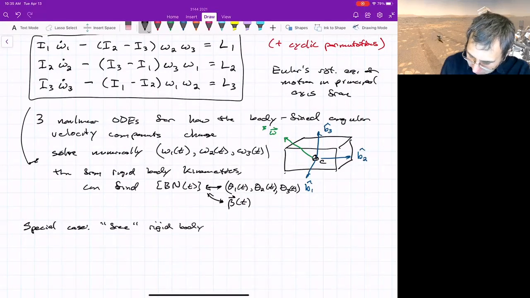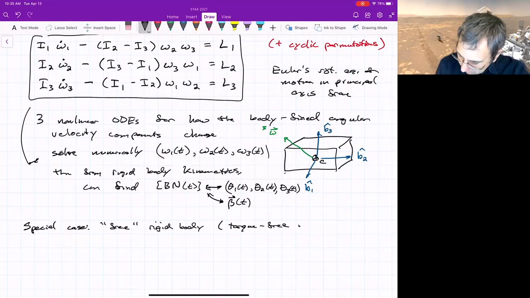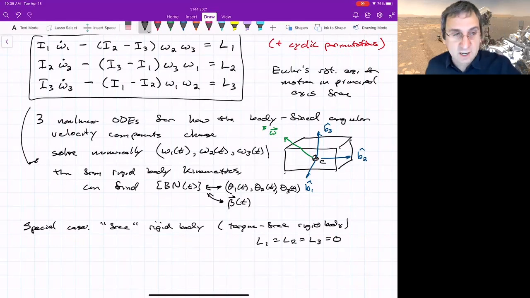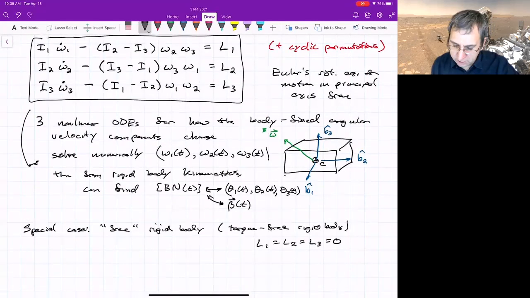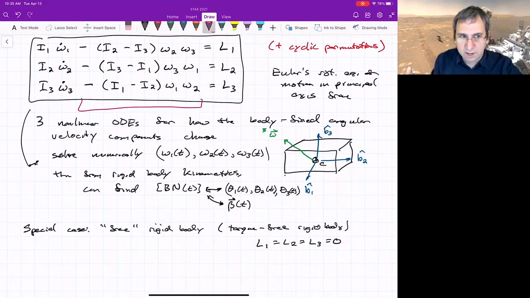It just means it's free of moments, or sometimes we say torque or moment free. It just means that L1, L2, L3 are all equal to 0. So the right-hand side up here is equal to 0. And I guess I could bother to rewrite it. We set those equal to 0, and I'll put this stuff on the right-hand side.